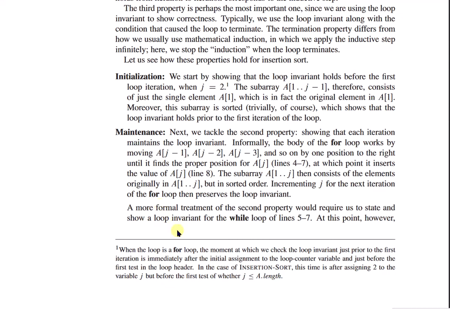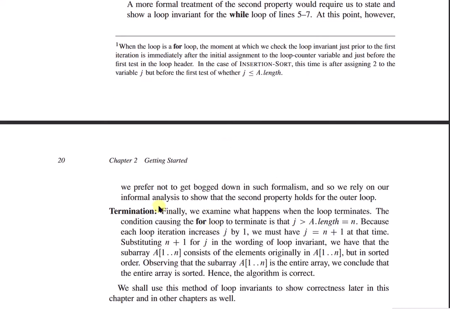A more formal treatment of the second property would require us to state and show a loop invariant for the while loop of lines 5 to 7. At this point, however, we prefer not to get bogged down in such formalism, and so we rely on our informal analysis to show that the second property holds for the outer loop.